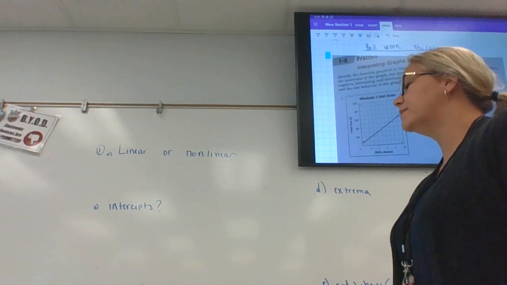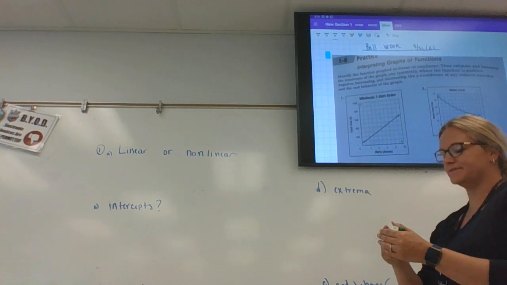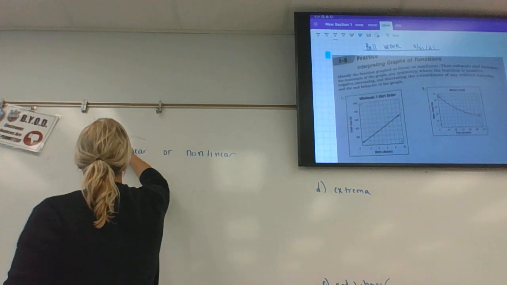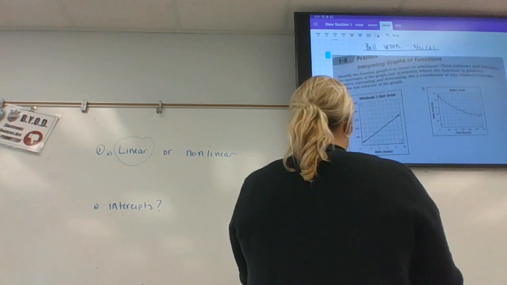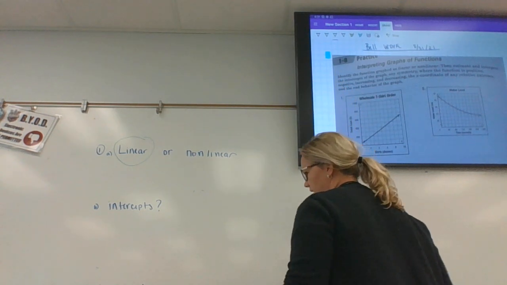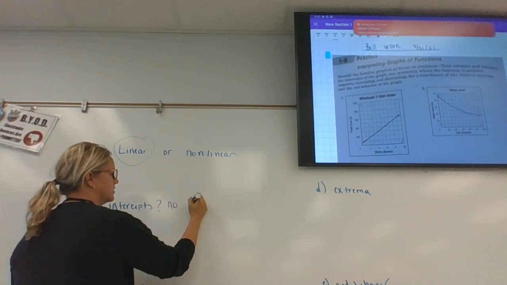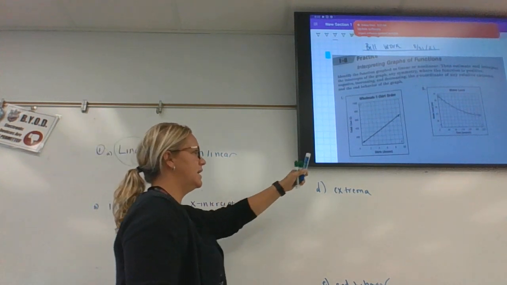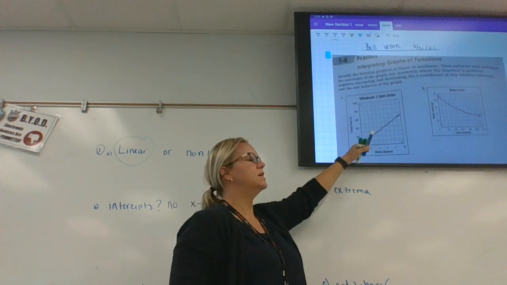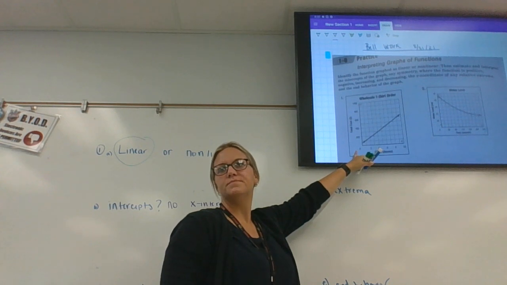All right. Number one, definitely linear. This is a nice straight line. So linear. Intercepts. What are the intercepts? Looking at that picture, I would say there is no x-intercept. This is the x-axis, and as far as I can see, the line doesn't cross the x-axis. So there's no x-intercept.